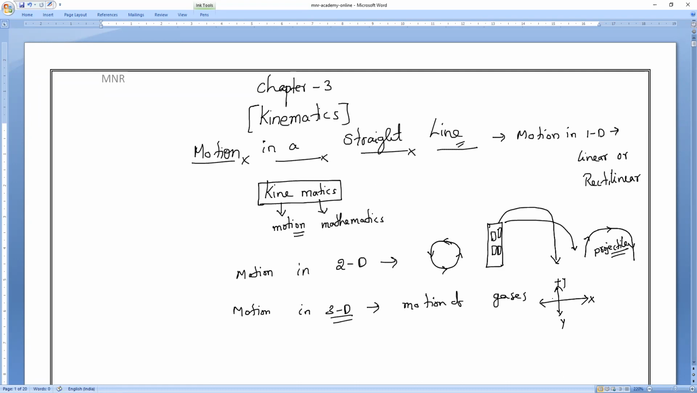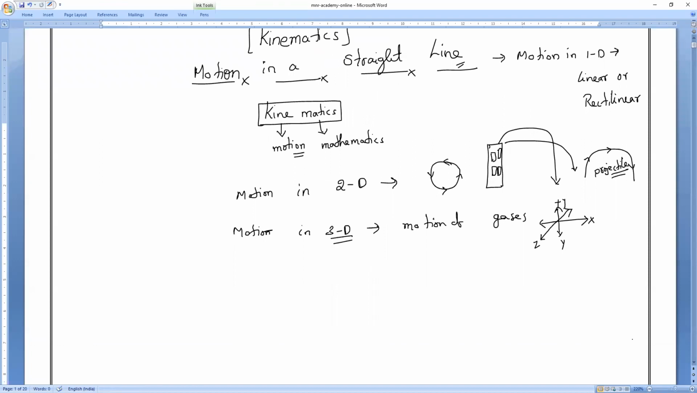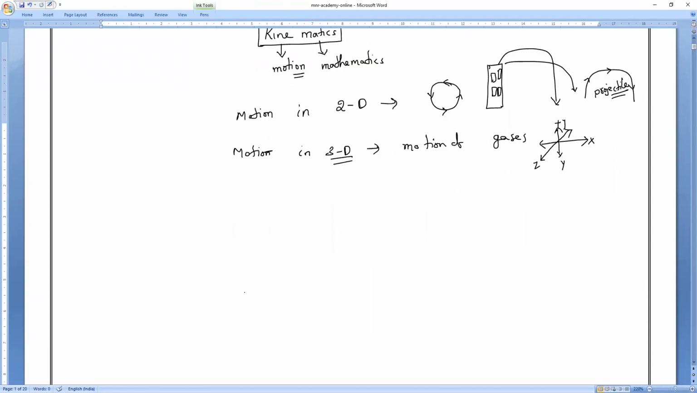So x axis, y axis, and for this one, what will it be? Z axis. These are the three dimensions. When we are studying the properties of gases, basically we will study this XYZ axis. Clear, everybody? Now let us see what we are going to study in this chapter.